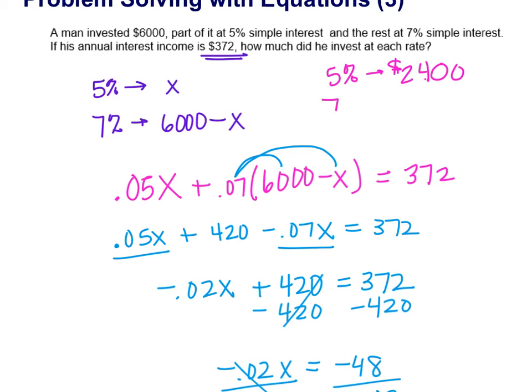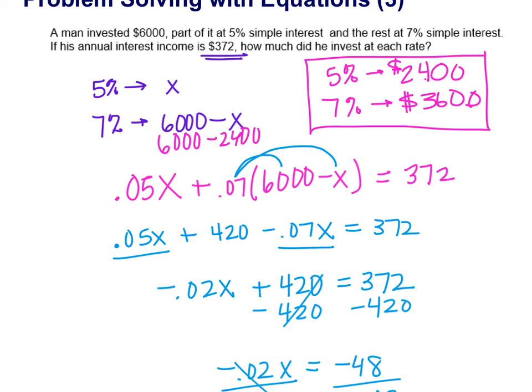All right, and then the 7%, remember we take the 6,000 and subtract out the 2,400, and that's how much he invested at the 7%, which gives us 3,600. And if you notice, my answers all have dollar signs because that's the label for a question like this.